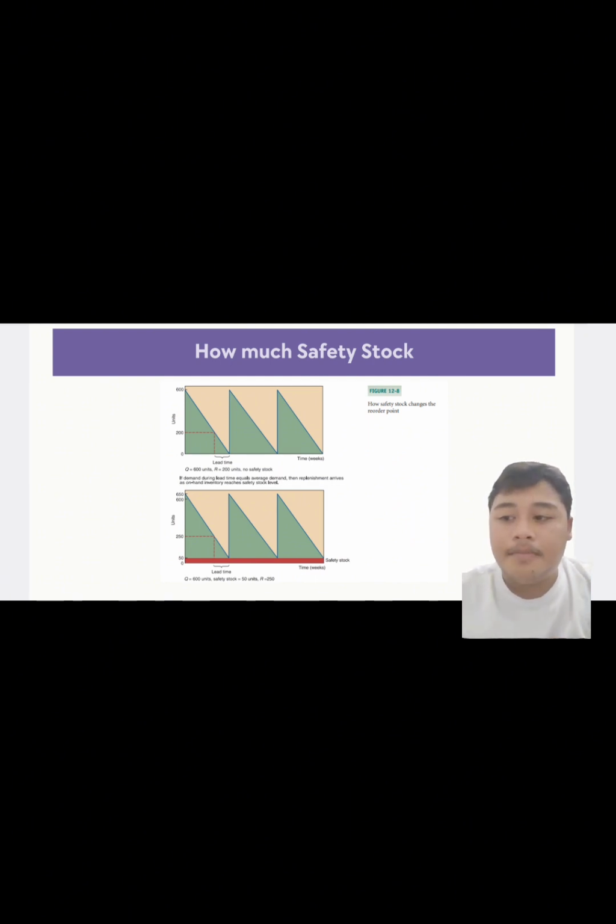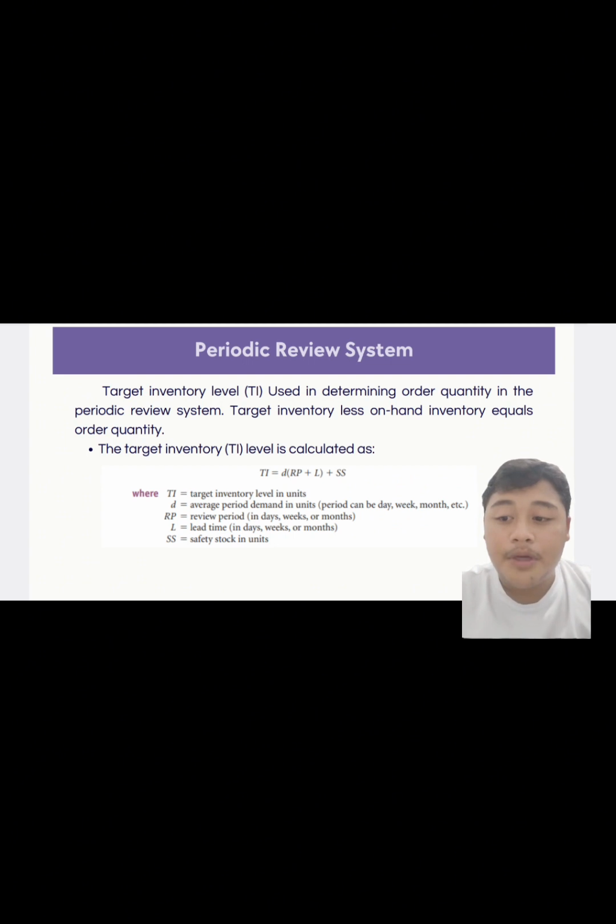Periodic review system. The safety stock is calculated as Z times sigma, where Z is the number of standard deviations, and sigma is the standard deviation of demand during the review period and lead time, calculated with this formula, where sigma is the standard deviation of demand during interval T. R P is review period and L is lead time.